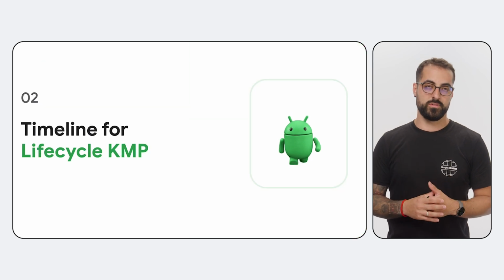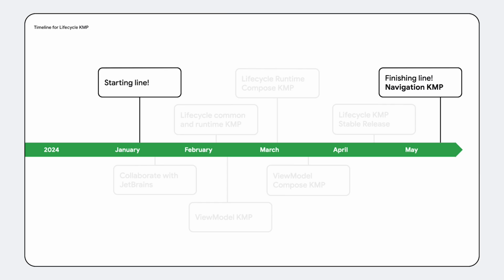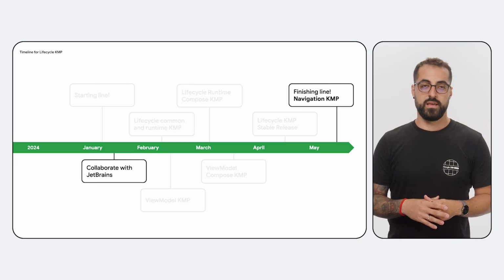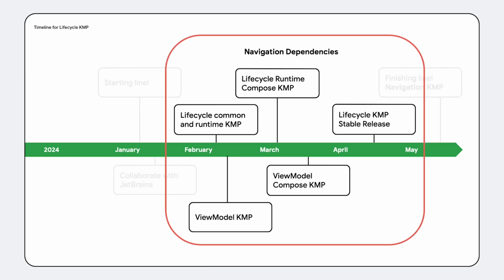Now, let's talk about the timeline to get Lifecycle KMP to stable release. The initiative spanned from January to May 2024, the main goal being the conversion of Navigation to KMP. We partnered with JetBrains from the beginning, and they were enthusiastic about enabling KMP support for Navigation Compose. From our side, we focused on unblocking that work.